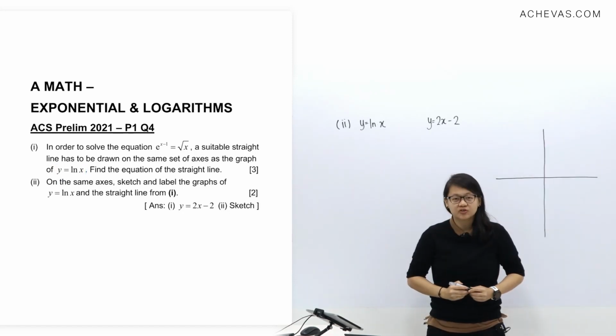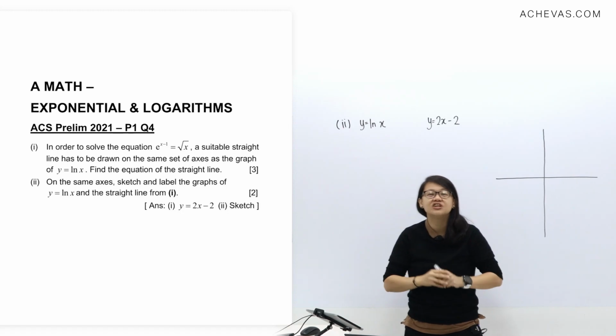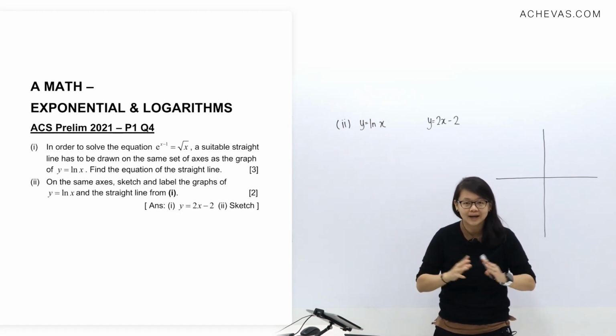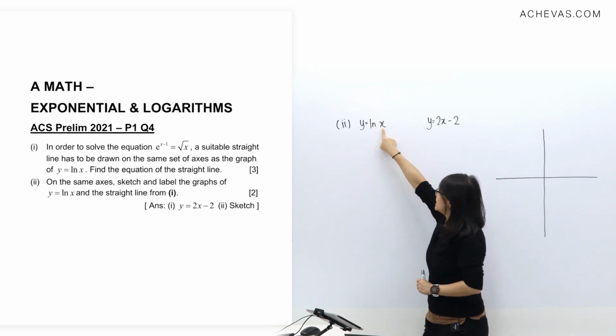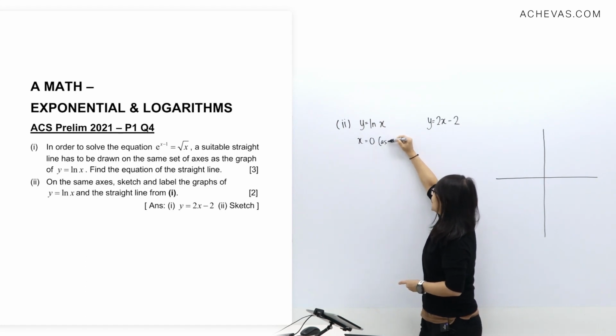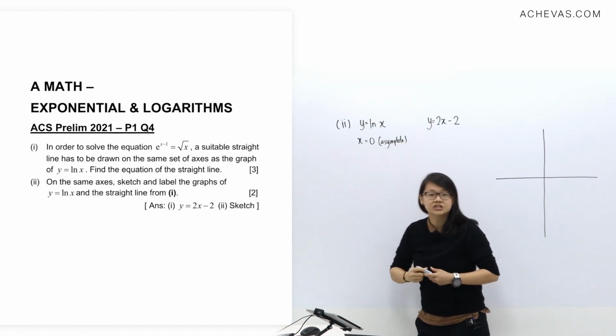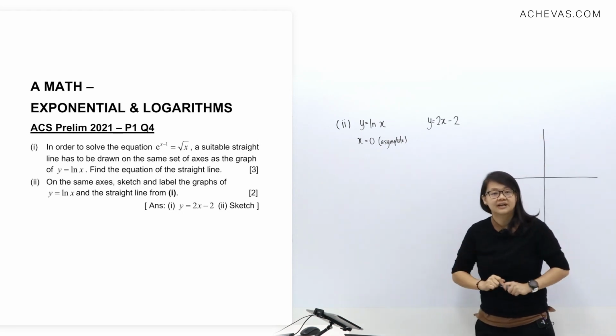Now, let's move on to question part 2. On the same axis, sketch and label the graphs of y equal to ln x and the straight line from part 1. Now, let's take a look at the logarithm graph here. Logarithm graph has a special feature of asymptote. How do you know what the asymptote is? Remember, logarithm cannot take 0 over here. So taking x equal to 0, this will be the asymptote of your graph. Now, we all know that x equals 0 is also the y-axis, which is this line over here. So you do not need to add anything else.